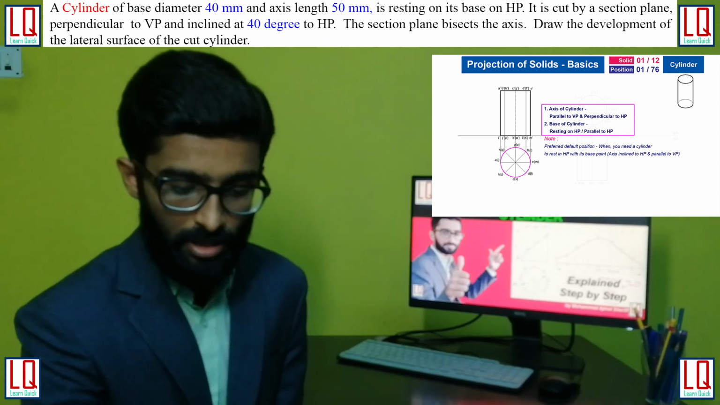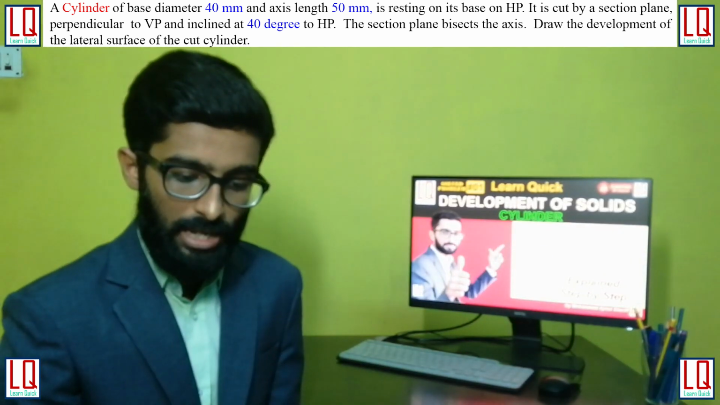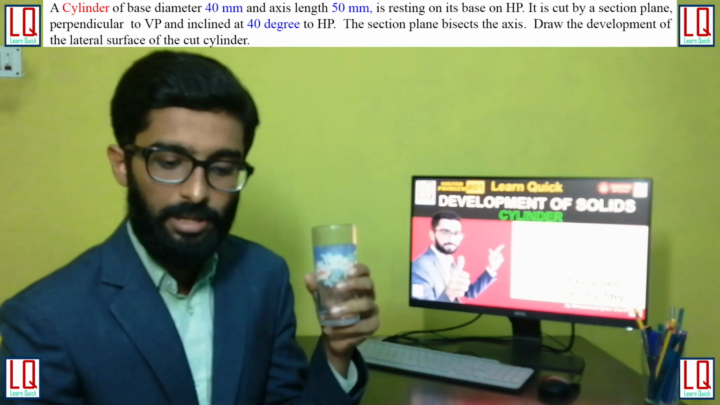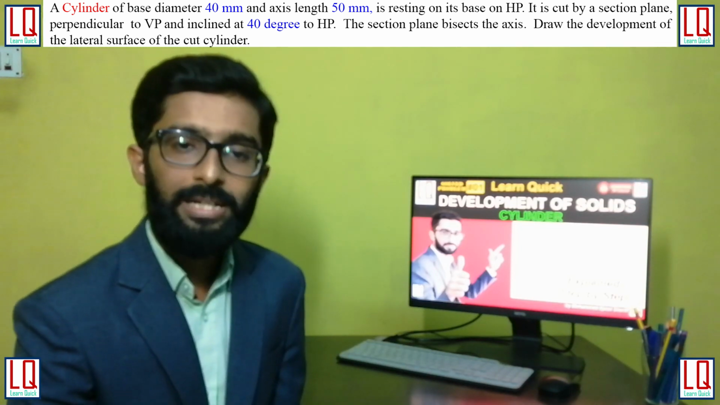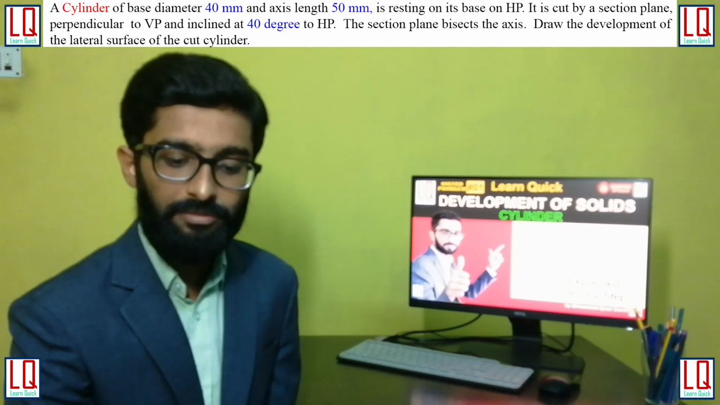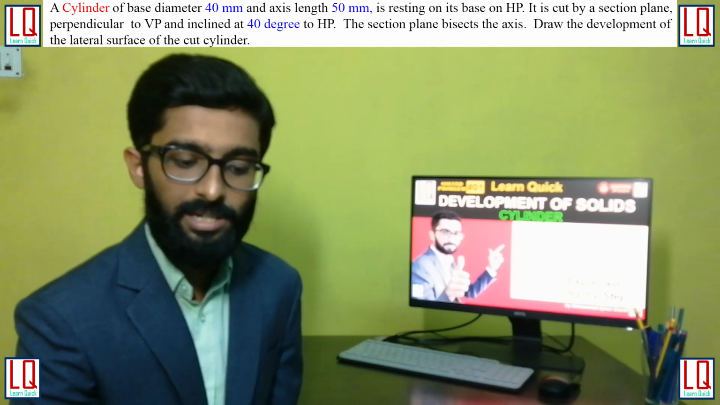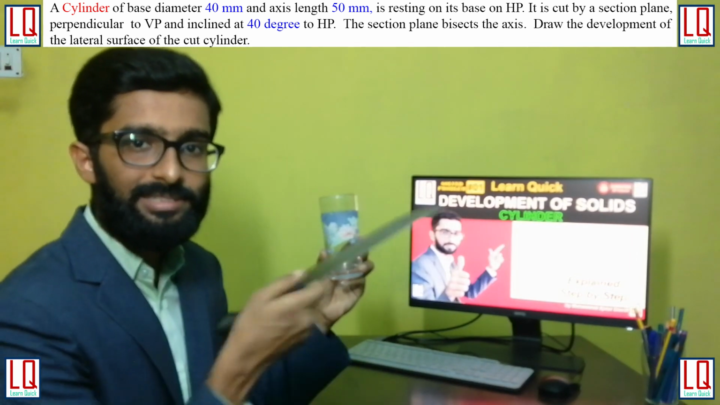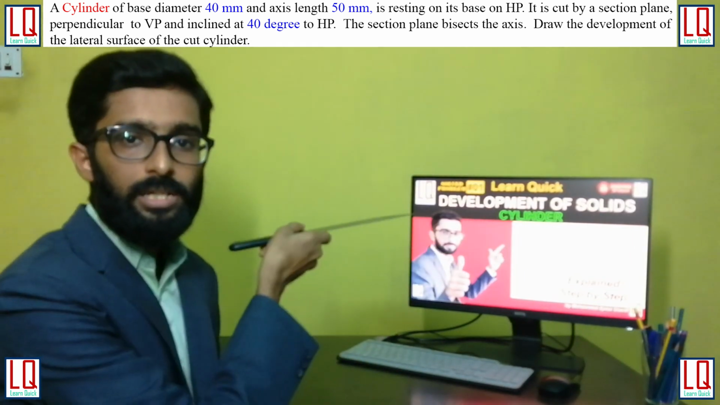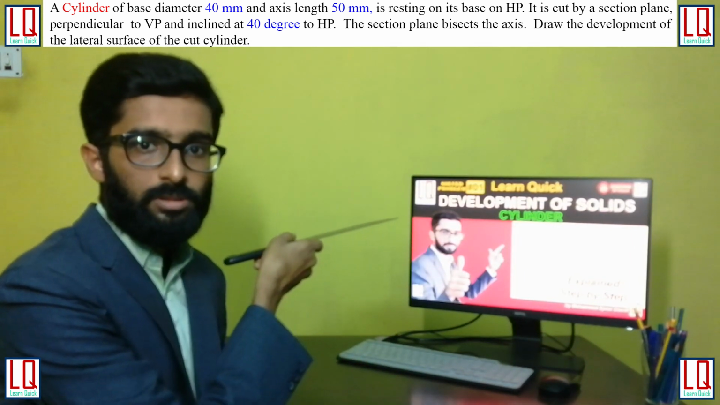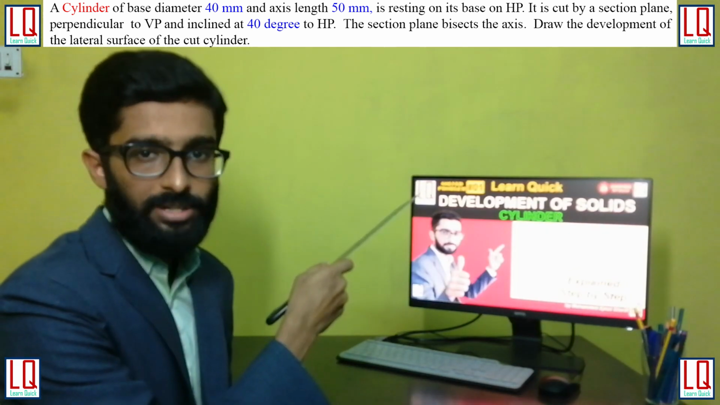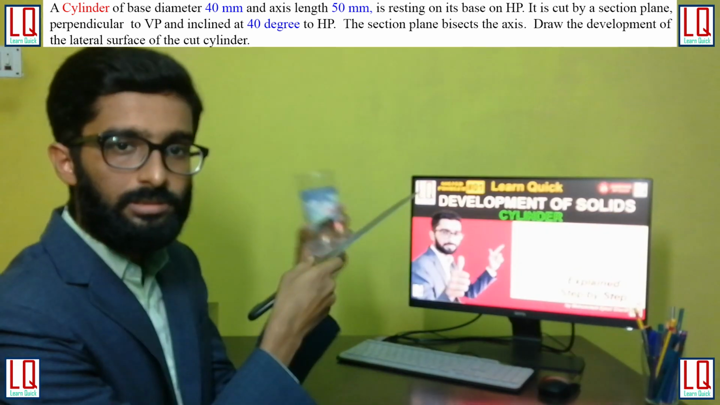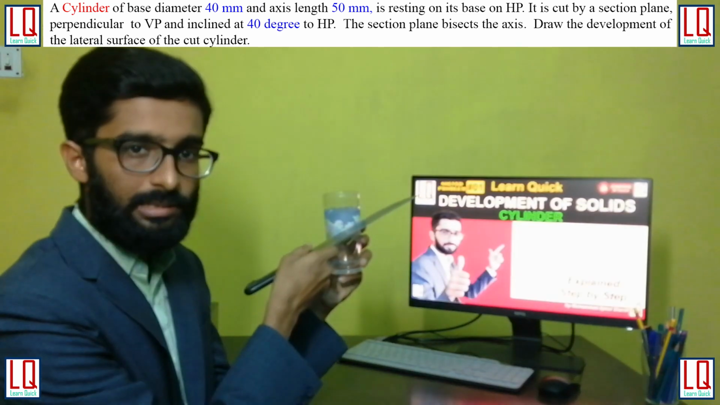So the second part is the cylinder is cut by a sectional plane perpendicular to VP and it is inclined at 40 degree to HP. The sectional plane bisects the axis. So they have said there is a sectional plane which is perpendicular to VP, and it is inclined at 40 degree. So we are going to keep this cylinder and then we are going to cut.